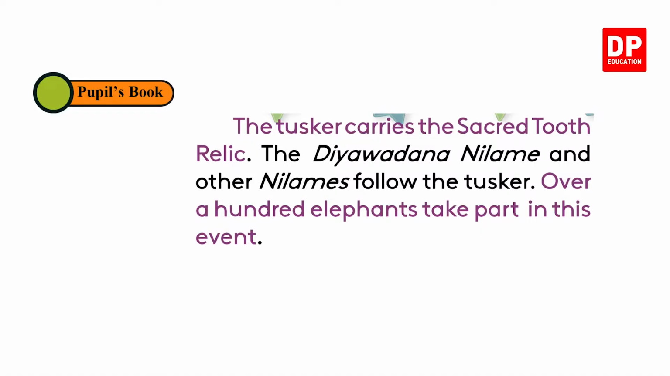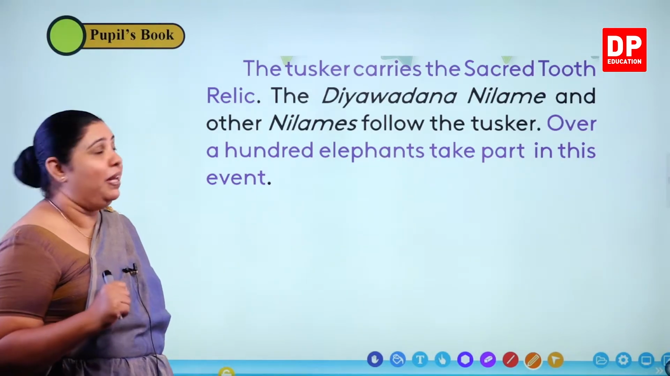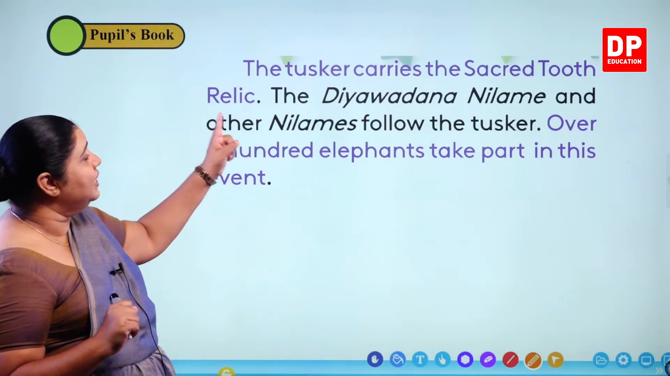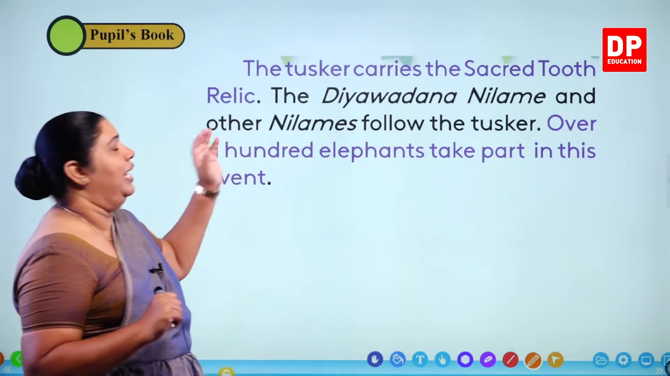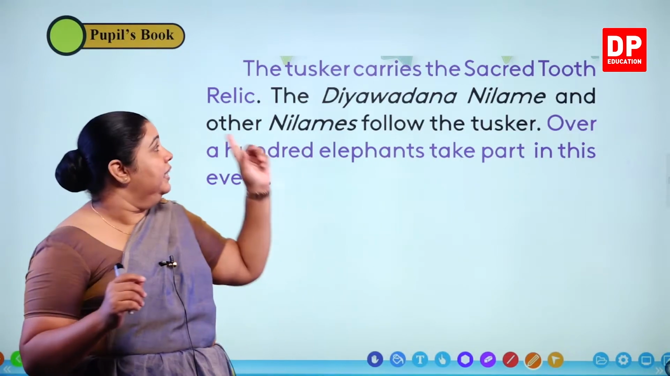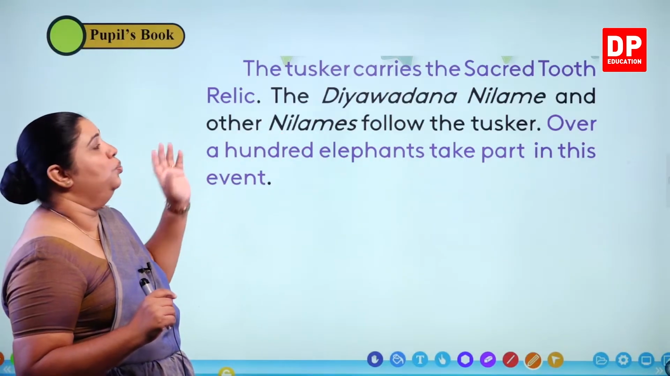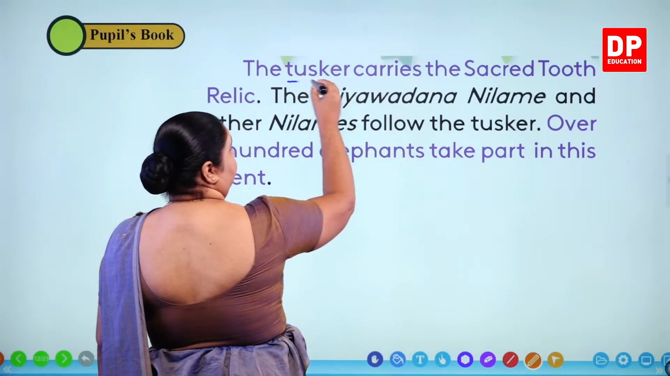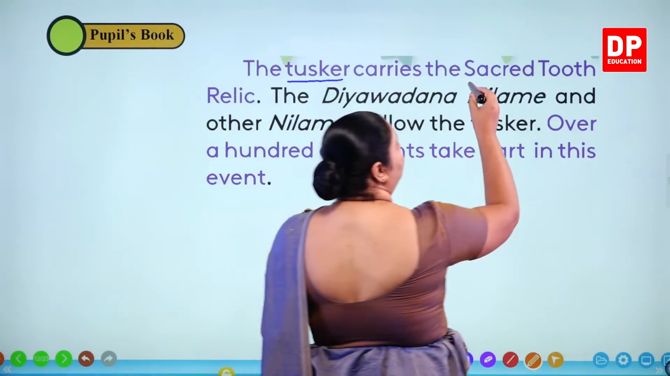Right. Now, here we have our next paragraph, which tells us about the beautiful Kandy Perahera. Look at the purple color sentences once again. The tusker carries the sacred tooth relic. What does that mean? The tusker carries the sacred tooth relic. The tusker.